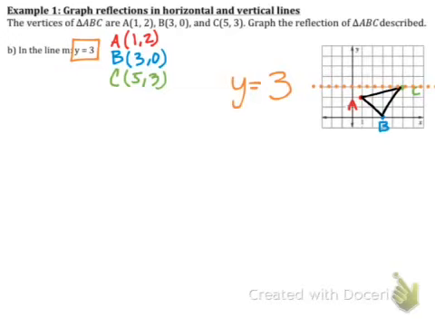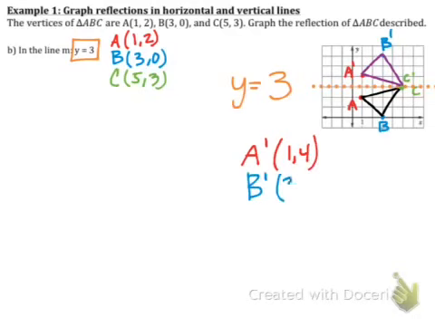So let's do this. There's A prime, and then B prime, and then C prime, which is right where it originally was, because it's right on the reflection line. Connecting all my vertices, and just to clarify what my coordinates are: A prime, B prime, and C prime. There you go.